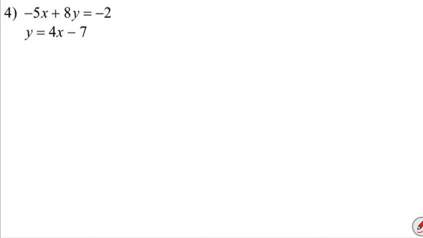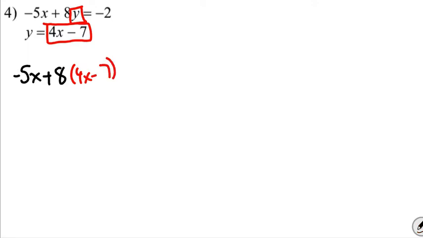Okay, let's keep trucking along here. Number 4, we have 4x minus 7 that we will plug in here for y. So we're going to plug that in there and see what we get. So bring down negative 5x plus 8, and then we're going to replace that y with 4x minus 7. Then rewrite the rest of the equation.